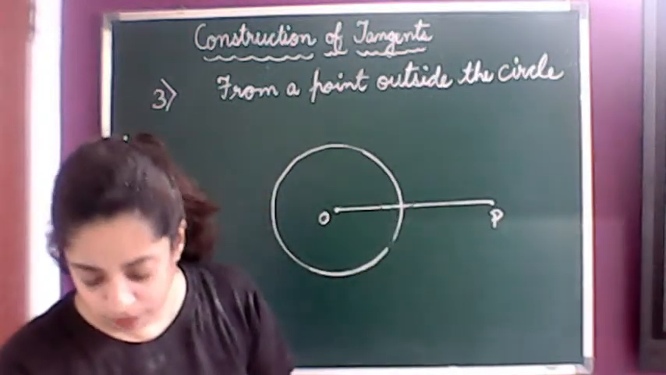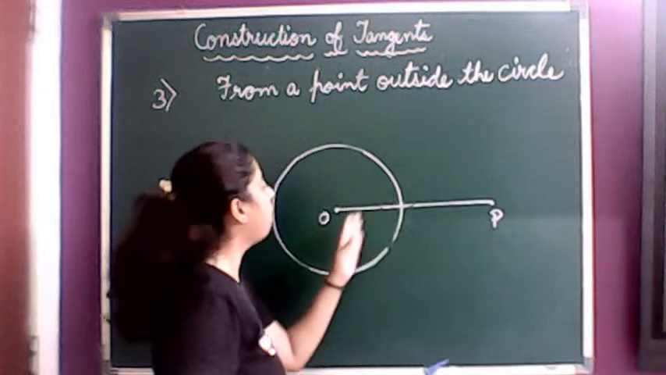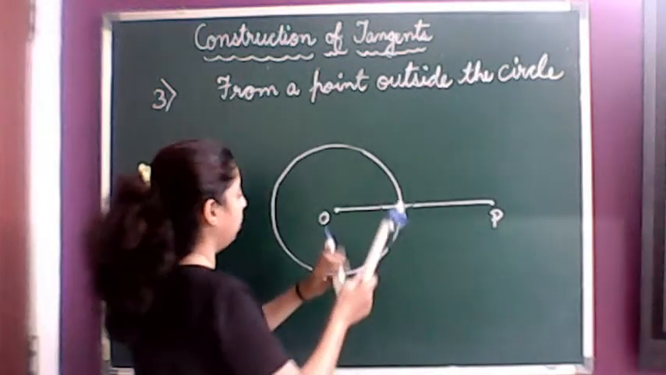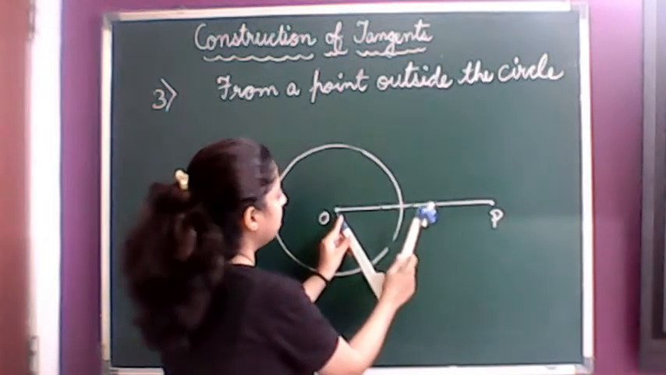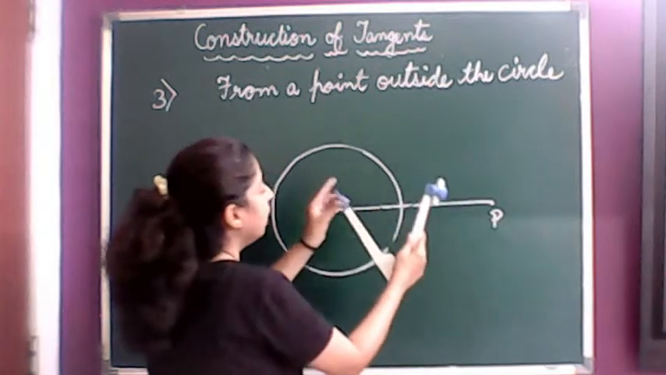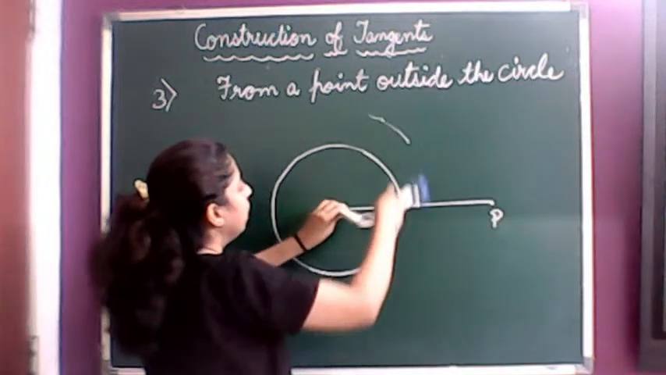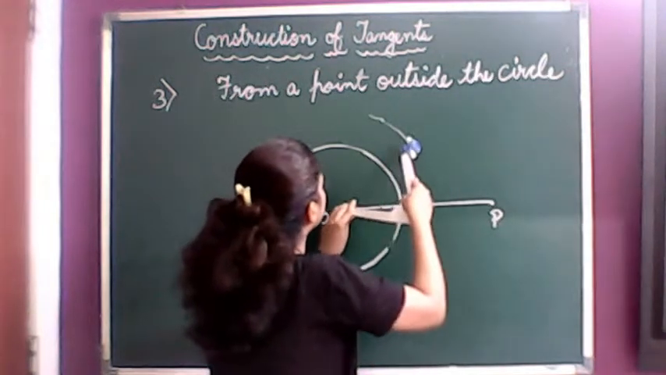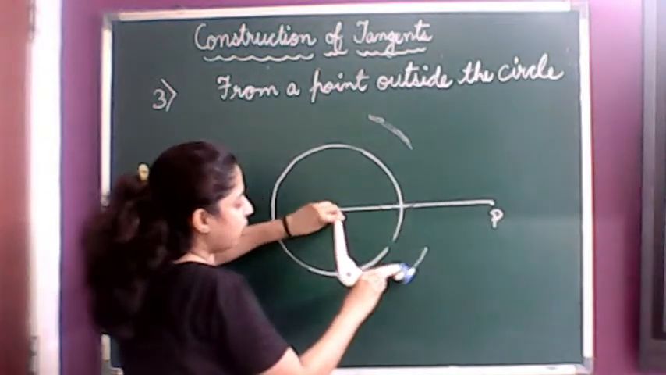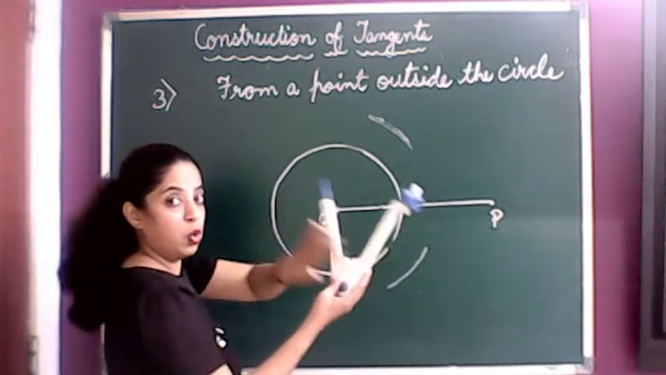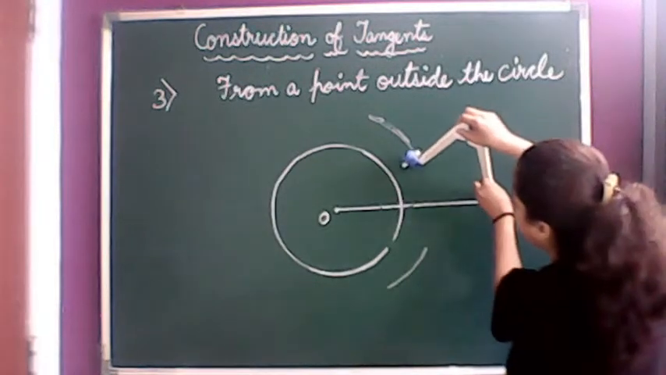Then you have to draw the perpendicular bisector of the line segment OP. How much will you open the compass? More than half of the line segment. Keep the pointer here and draw an arc like this. Draw with the same measurement an arc below the line as well. Now don't change the measurement. Keep the pointer at P and cut the previous arcs.